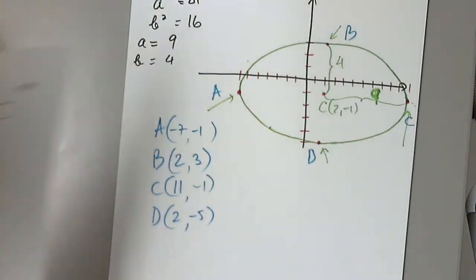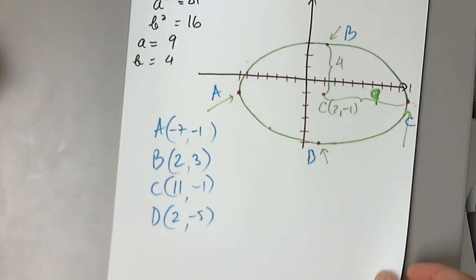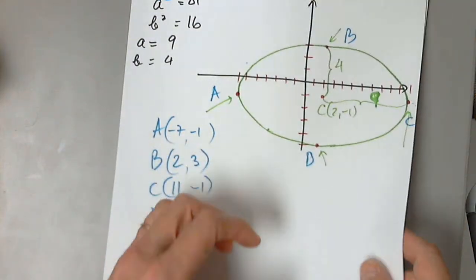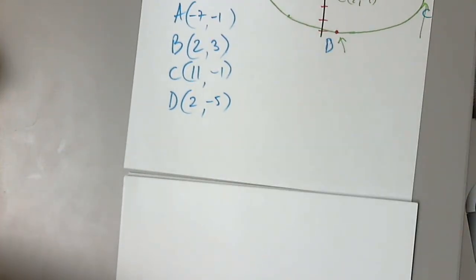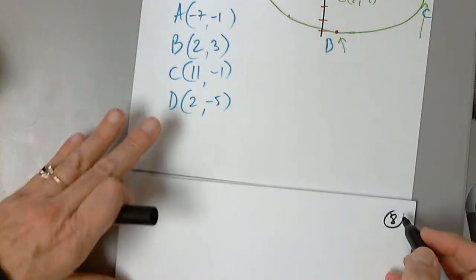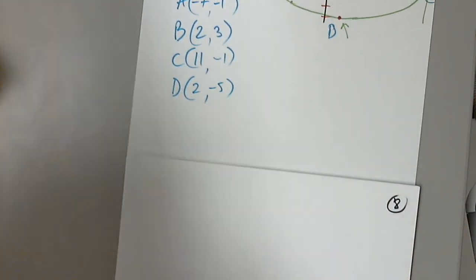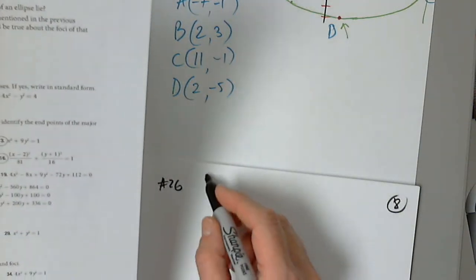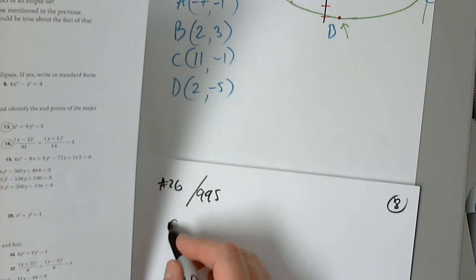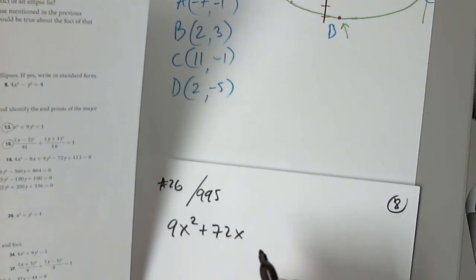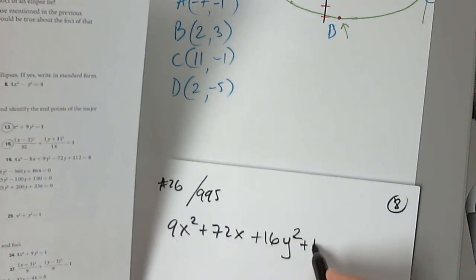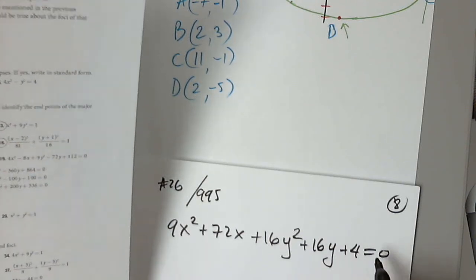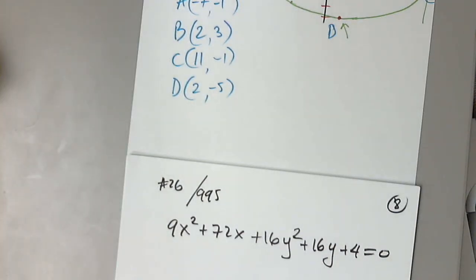So let's see how we handle this. Totally different story. Much more work than with a circle. Same idea, though. But you have to be very careful with this one. Okay, 9. So I selected 26, so we can choose another. That's page 995. So 9x squared plus 72x plus 16y squared plus 16y plus 4 equals 0. And the question is, is this an ellipse? The answer is I have no clue.